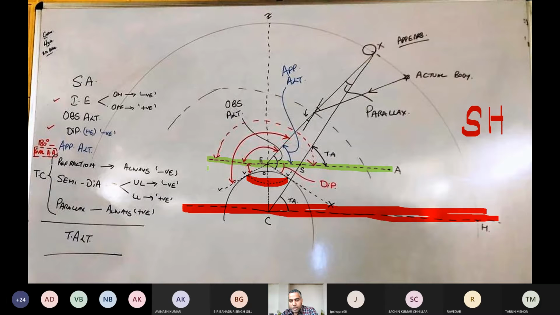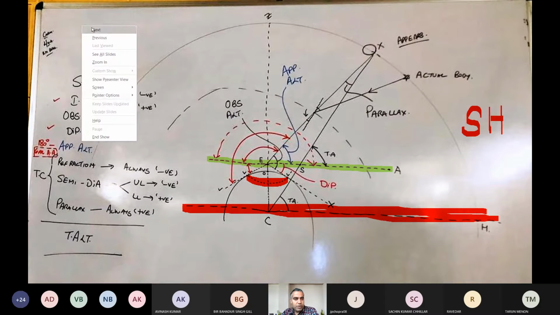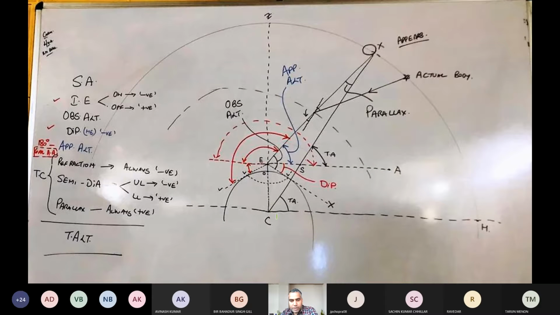So when we correct the altitude, what we do is, first of all, we convert the horizon from visible horizon to sensible horizon. Okay, so how do we do that? We do that using dip correction. Okay, so let me first tell you the concept, then we will go to dip correction.